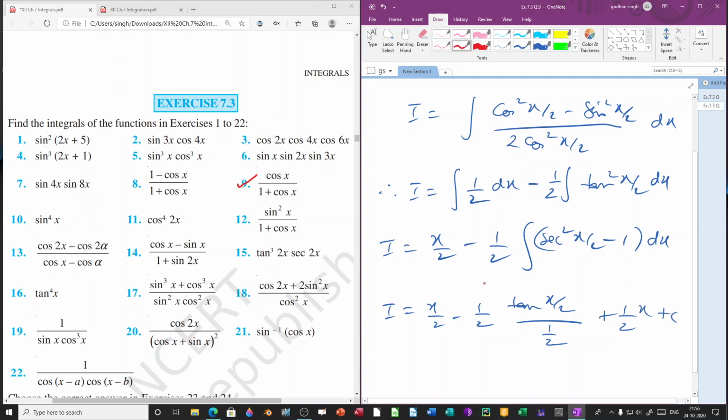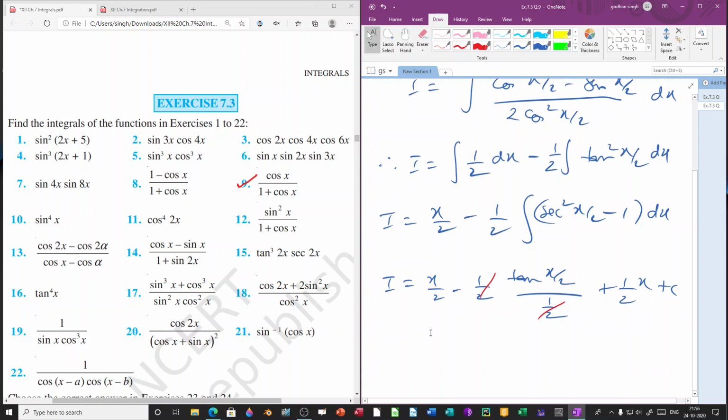So this half and half being cancelled out, and x by 2 plus x by 2, that will become x, we will be getting. Therefore I equal to x minus tan x by 2 plus c. So this is the answer of question number 9. So with this, question number 9 is also complete.